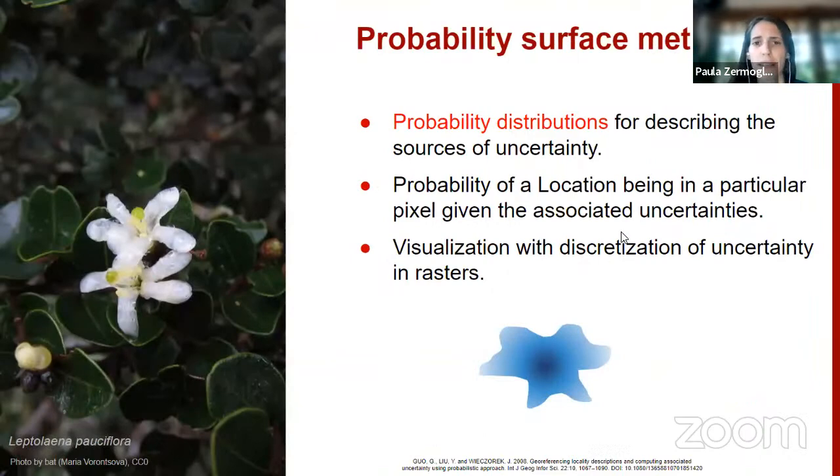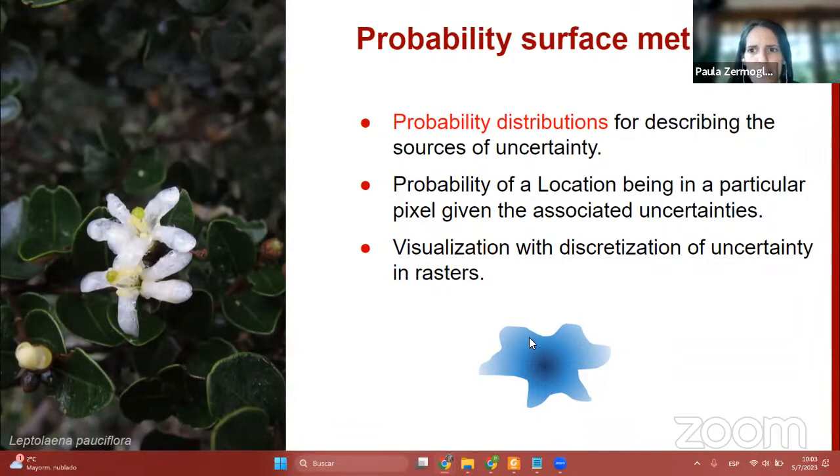And finally, the last method that we will mention is the probability surface method, which provides probability distributions for describing the sources of uncertainty. So it's giving us the probability of a location being at a particular pixel, given the uncertainties that we have. So in here, if we're describing this location with this shape on the screen, we see that we have different colors. We can visualize it with colors, and these colors will tell us the probability of the location being in that particular point within the extent that we're defining considering the uncertainties.